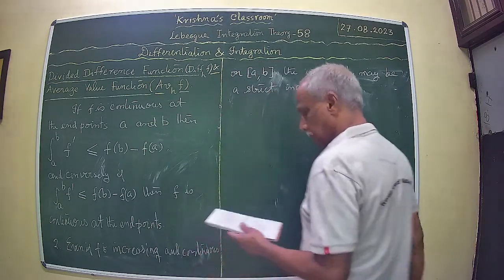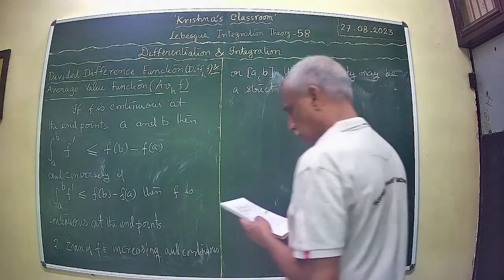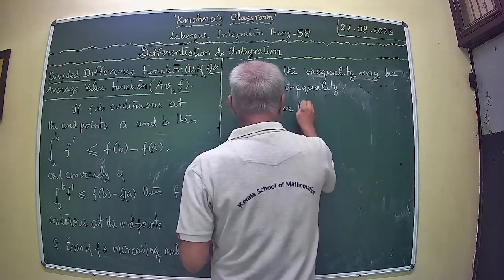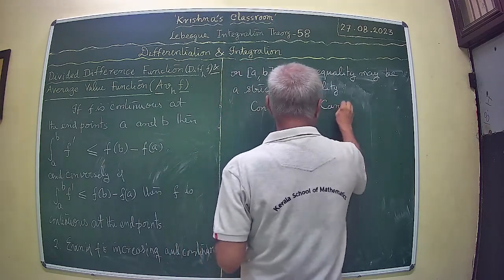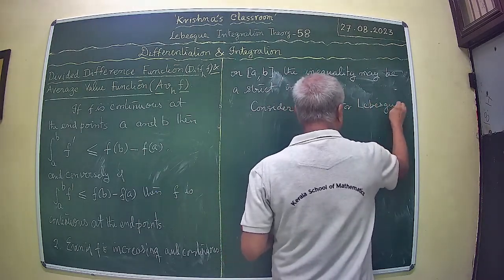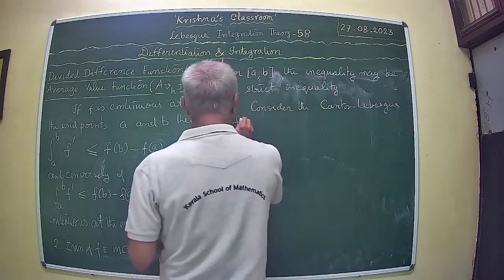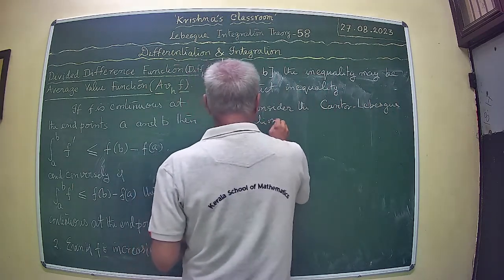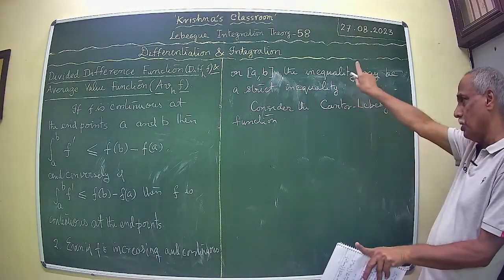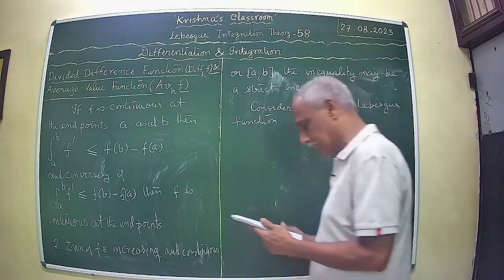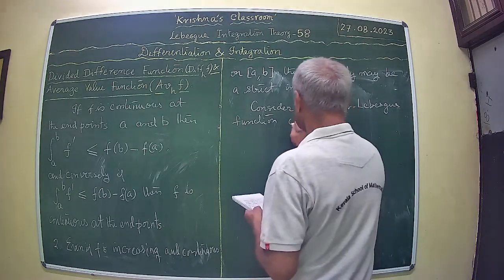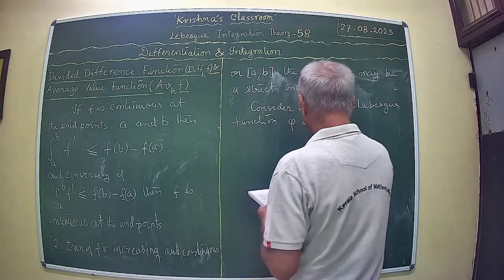Now we give an example. Consider the Cantor-Lebesgue function involving the Cantor set, and you see it's a sort of step function which goes from 0 all the way to 1. I think we have discussed it in detail, or you just look into it. Zero, 1.